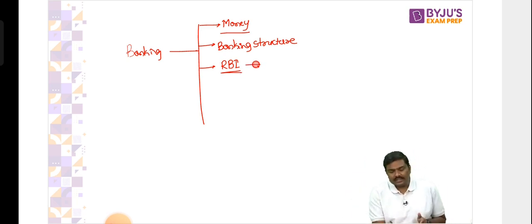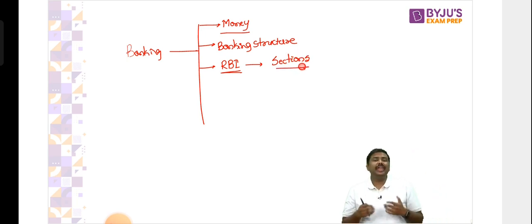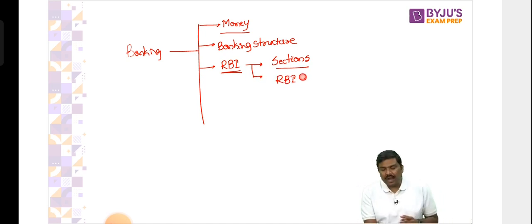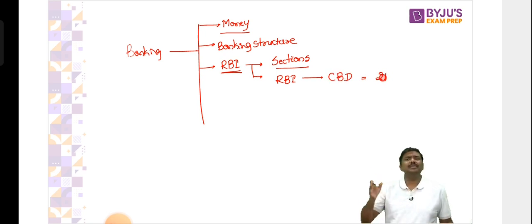Then we had a look at some of the important sections of the RBI Act of 1934: Section 2, Section 8, 22, 47, etc. Then we looked at the structure of the Reserve Bank of India. The most important part is the Central Board of Directors. The composition is simple: 21 members, 1 plus 4 plus 10 plus 4 plus 1 plus 1.